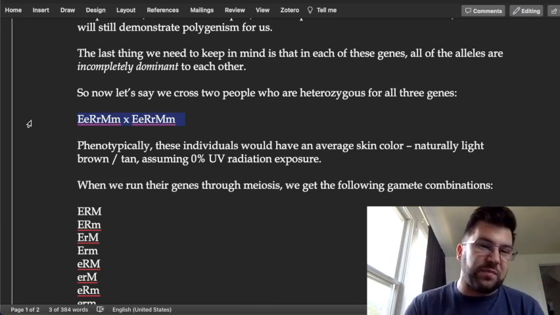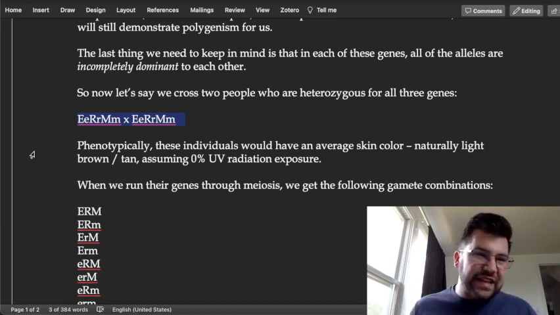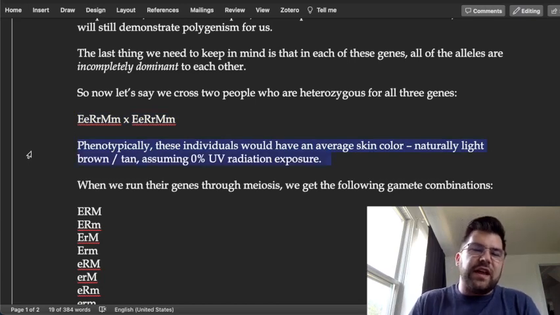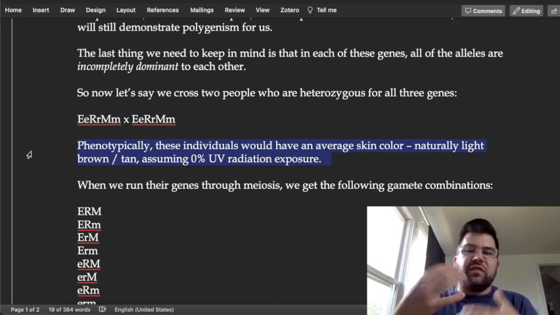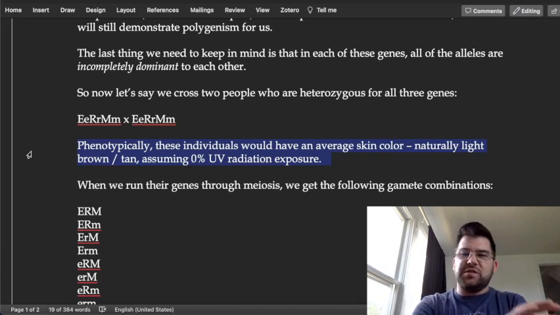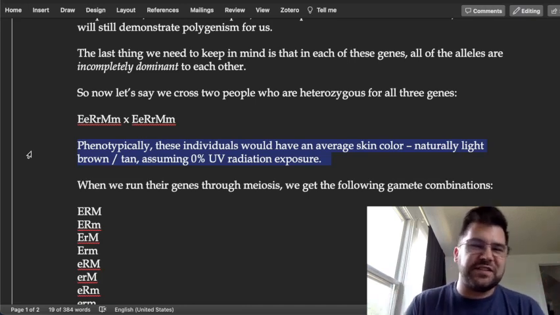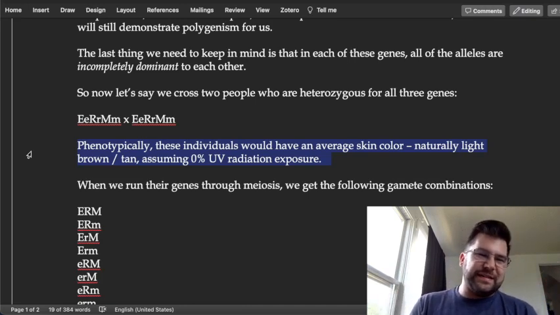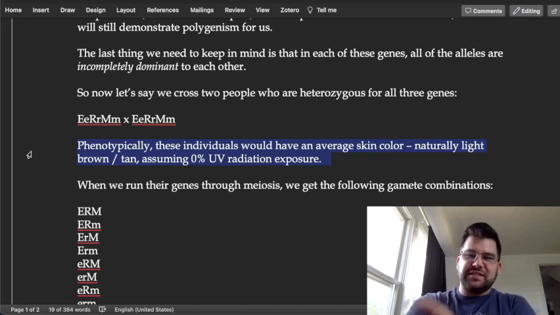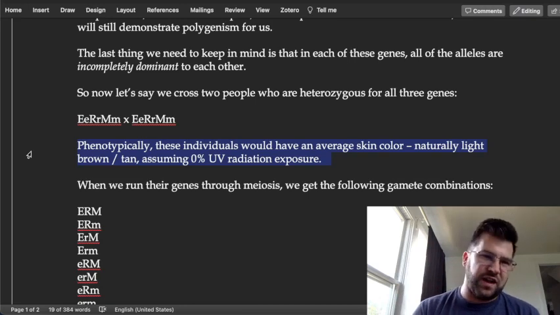So this is what their genotype would look like before they reproduce. And what would they look like? If they're completely heterozygous across all 3 genes, they're going to have an average skin color. In humans, that's some kind of light brown, light tan. We're assuming there's no UV radiation exposure, that they're not laying out in the sun with oils trying to become darker, getting that nice sun glow everybody loves so much. So we're just going to assume their basic skin colors are in the light brown tan range. That's probably how we would describe it.